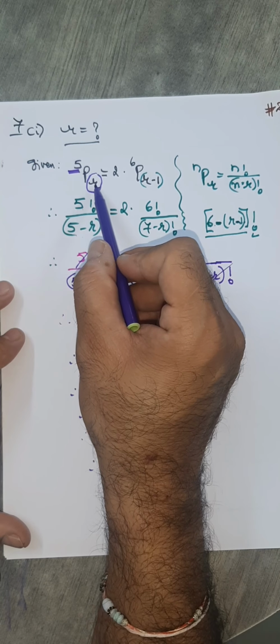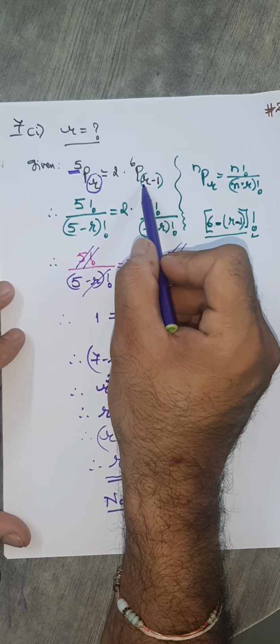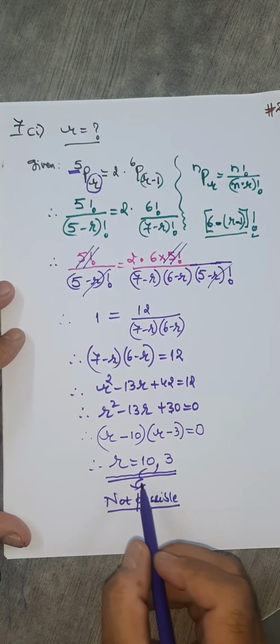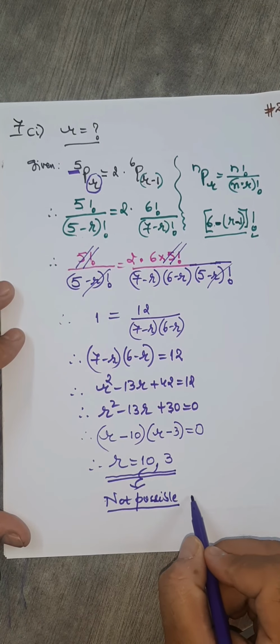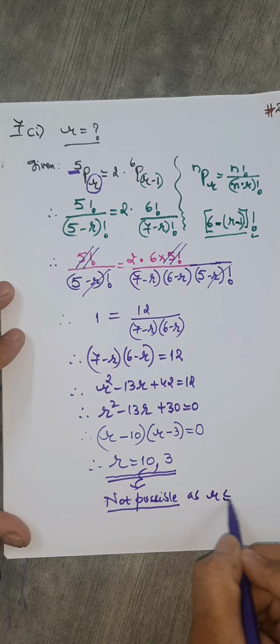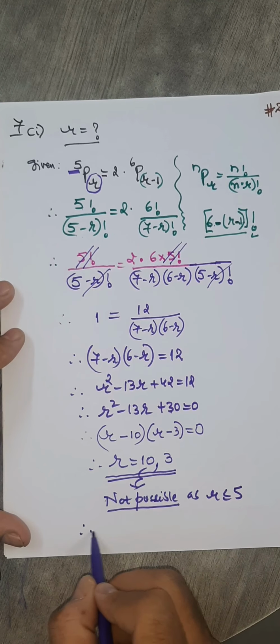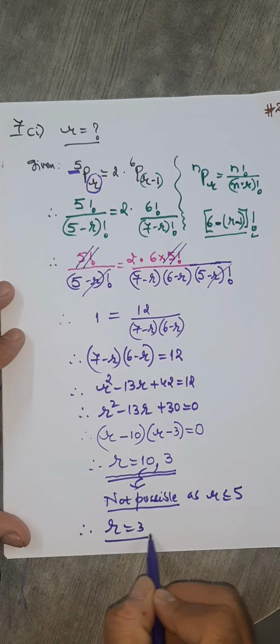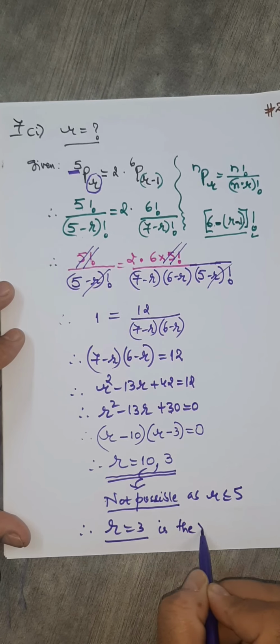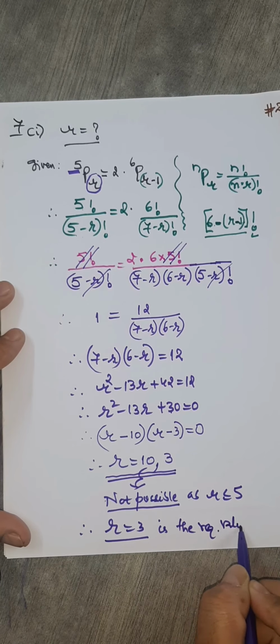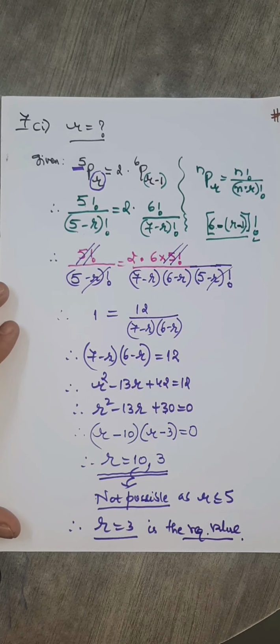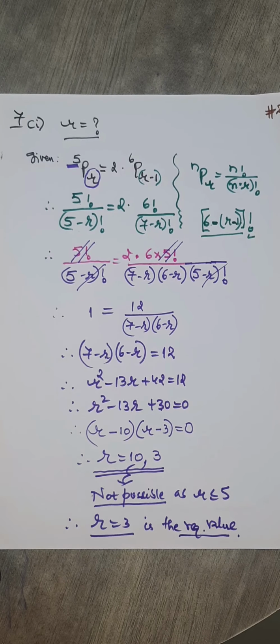So 5 में से आप 10 select नहीं कर सकते. 6 में से 10 रखेंगे तो 9 select नहीं कर सकते. So this is not possible. Reason? Because r has to be less than or equal to 5. So therefore r equals 3 is the required value. This is the required value.